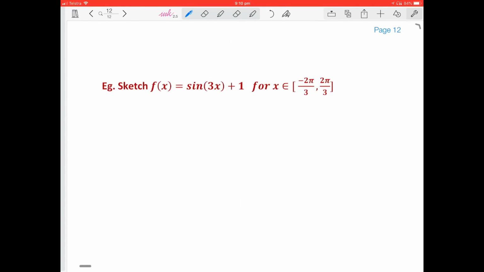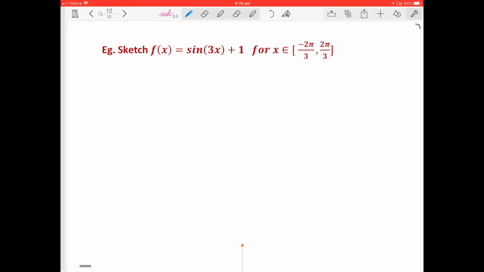Okay. One more question with a different domain. So let's have a look. We've got sine 3x plus 1.